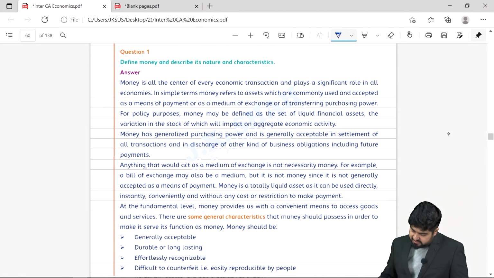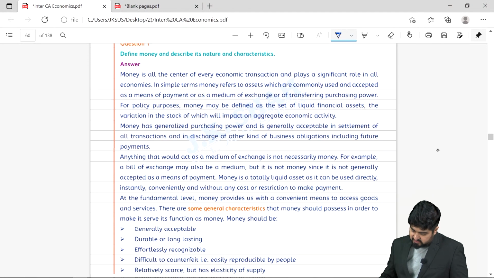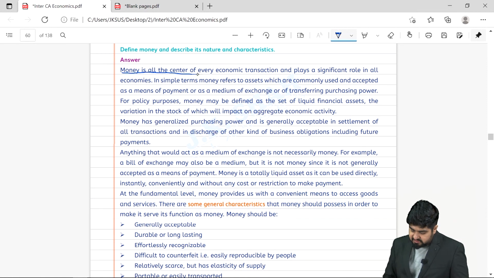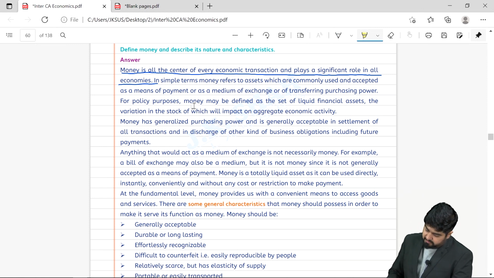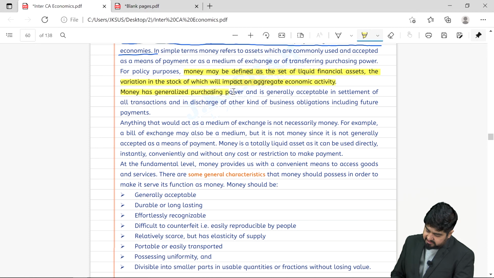Define money and describe the nature and characteristics. Okay, money is the center of every economic transaction and plays a significant role. This much is important if you need to understand. Money may be defined as the liquid financial asset, the variation in the stock of which will have an impact on aggregate economic activity. Money has generalized purchasing power and is generally acceptable in settlement of all transactions.